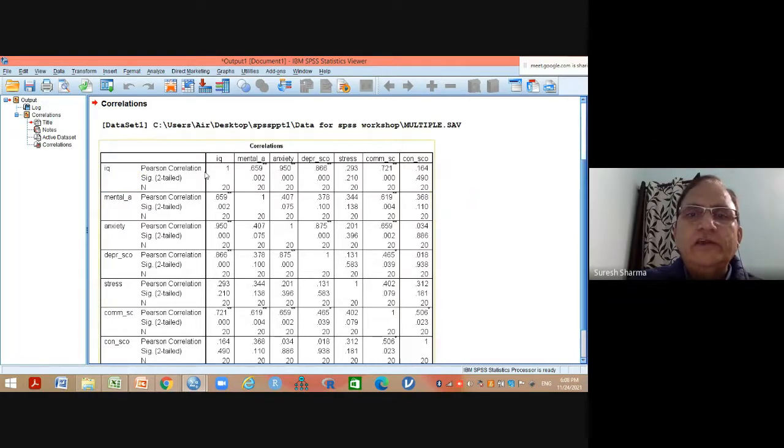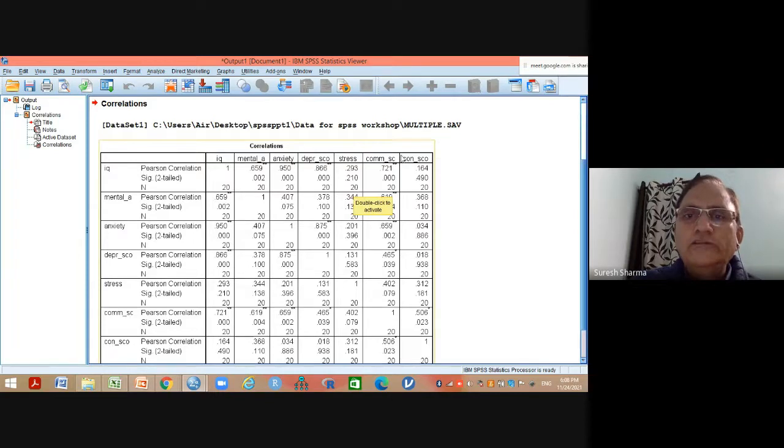This correlation of IQ with stress is how much? 0.293. And what is its P value? Is it less than 0.05 or more than? More than. So it is non-significant? Yes, sir. It is non-significant, right? So that means IQ is not related to stress.